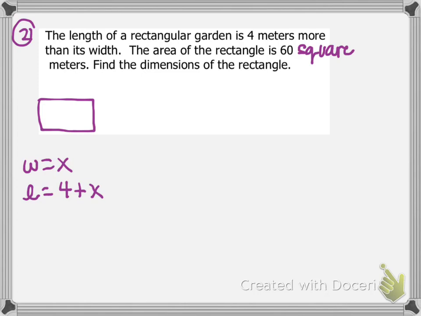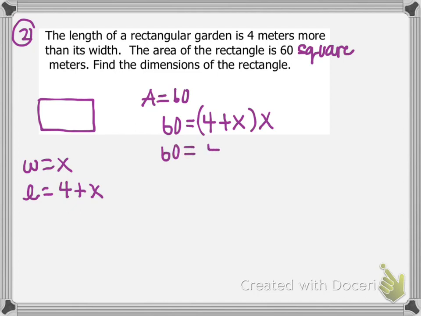Find the dimensions of the rectangle. So we know that the area is 60. So that's going to be 60 is equal to 4 plus x times x. So it's 60 equals 4x plus x squared. Move the 60 over, so you're going to get 0 equals 4x plus x squared minus 60.